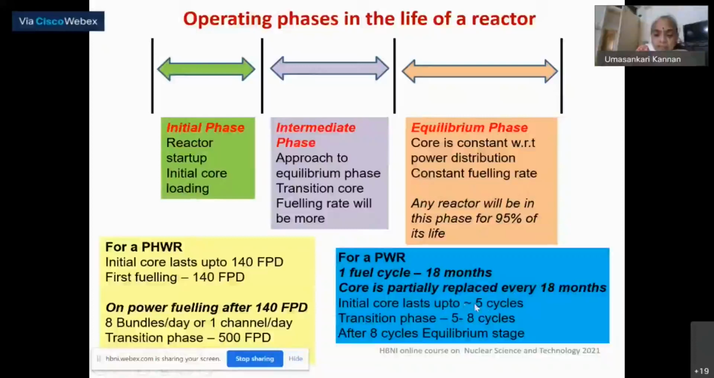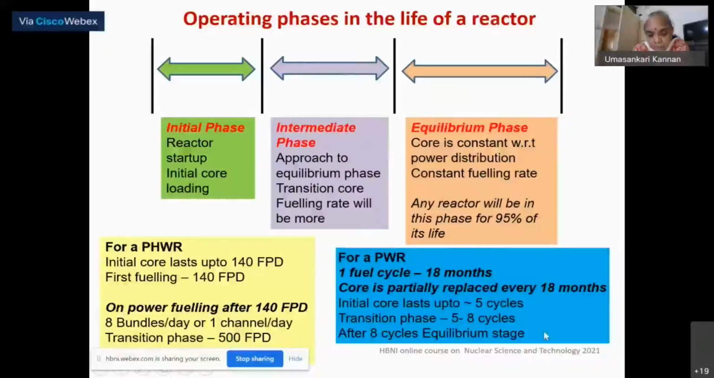The initial phase lasts up to 5 cycles. First core you have, then you have second core, third core, and so on. So there is a transition phase from about 5 to 8 cycles. So the equilibrium loading has come in the fifth cycle, but only after the 8th cycle has it reached actual equilibrium. So after 8 cycles, the equilibrium stage is reached. So 8 into 18, so many months would be there. But the power production is always going to be at 100% during all these stages. Only the refueling rate could be a little higher in the initial stages.